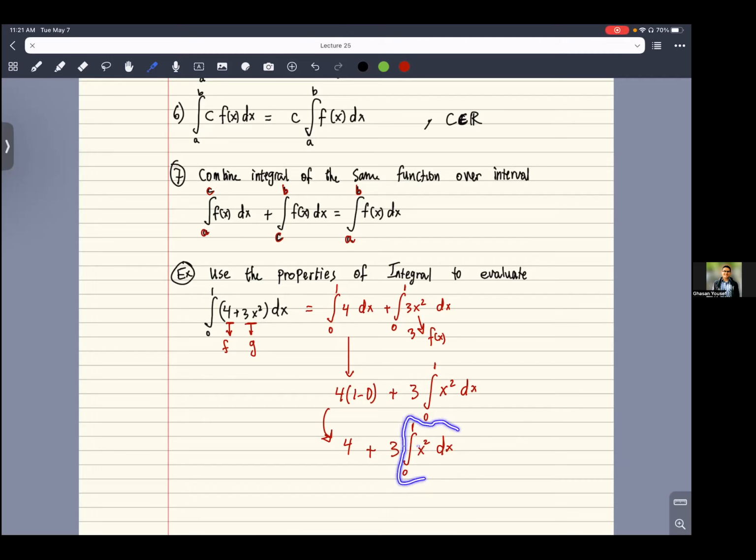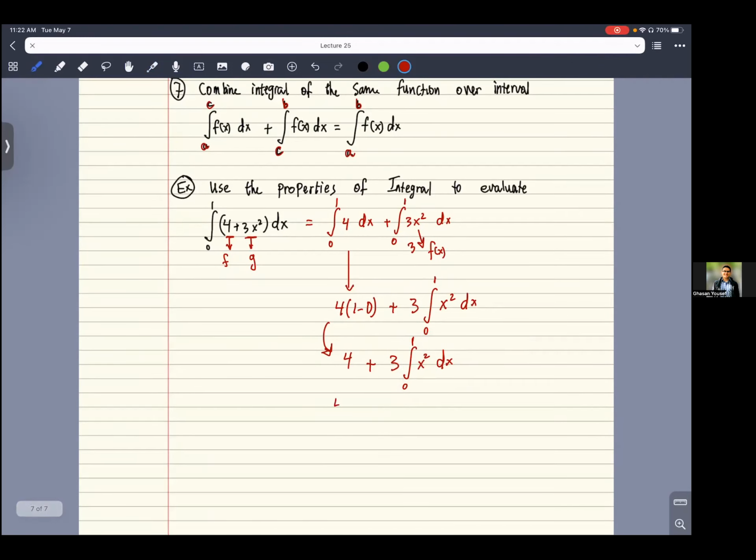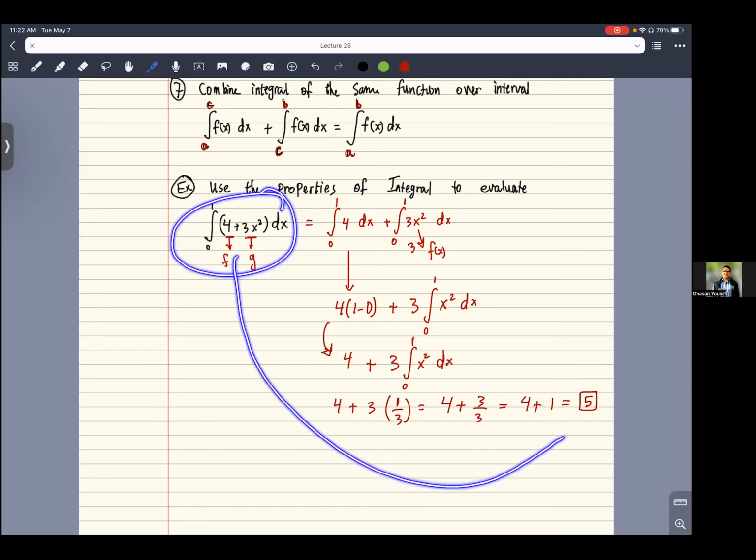So you don't have to know the integral for something like that right now. But we did this example last time, and we found the value is 1 over 3. So it's given. It'll be 4 plus 3 times 1 over 3. What is the answer? It's 4 plus 3 over 3, which is 4 plus 1, which is 5. So the value of this integral is 5.